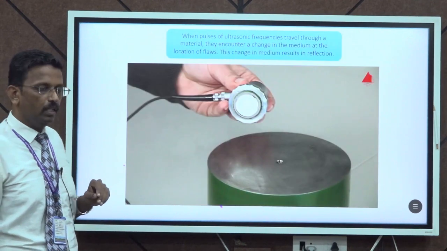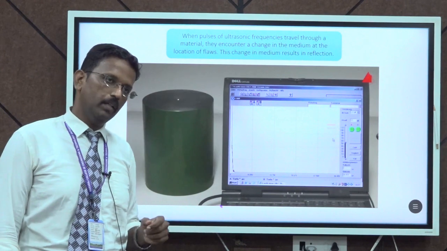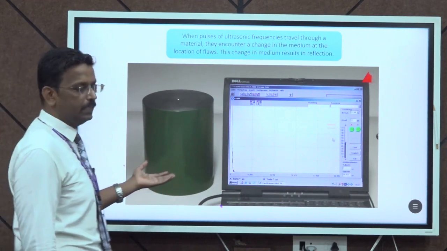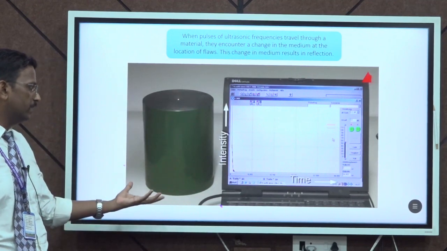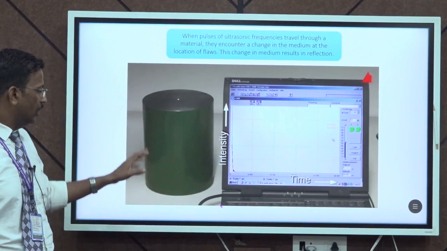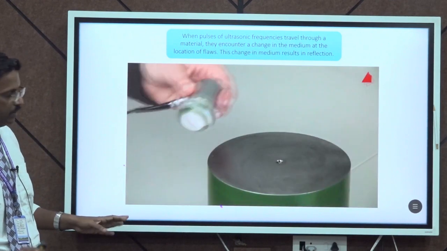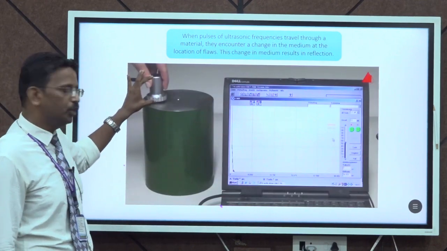Second thing, now I would like to show you one small video clip which can explain the concept which I already explained to you. Here you can see one metallic cylinder. From its external appearance, it does not show any kind of flaw; it looks so smooth. That is our ultrasonic transducer.